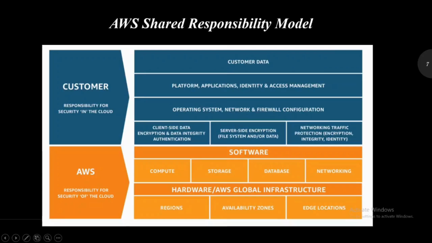Network configuration. Customers are responsible for configuring their virtual networks, including setting up Amazon VPC to define network boundaries, configuring subnets, route tables, and internet gateways, implementing security groups and network access control lists to control inbound and outbound traffic.